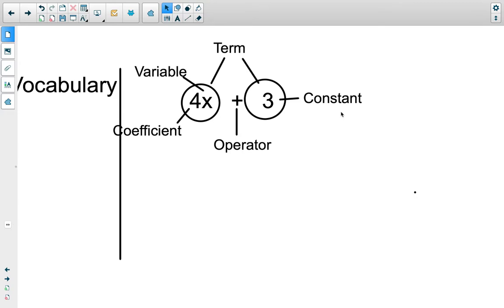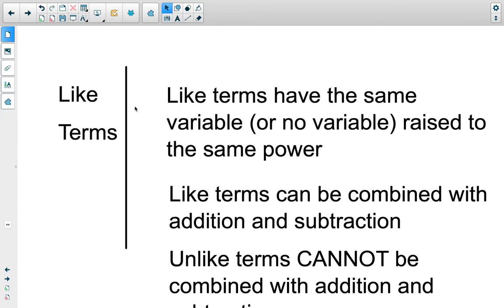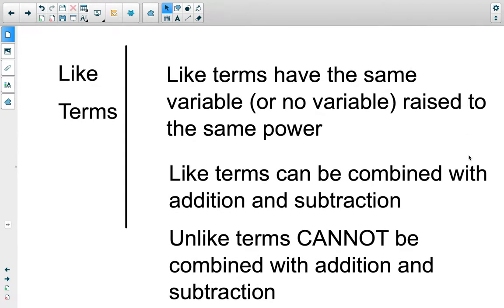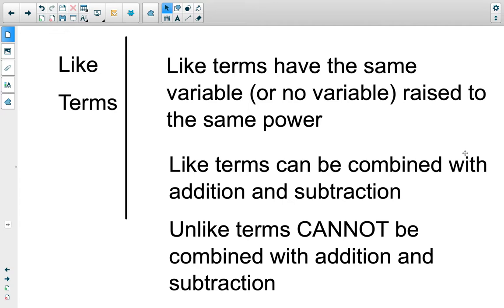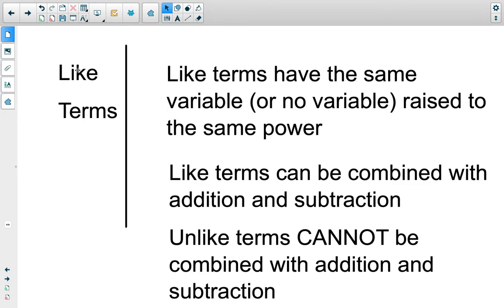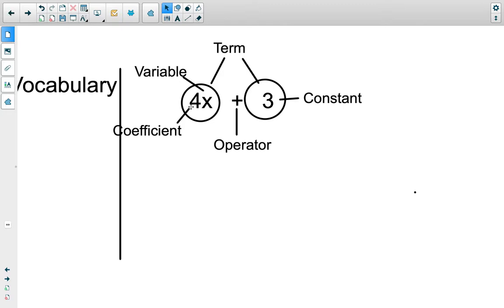So now that we know what a term is, we have the phrase like terms. Like terms are terms that have the same variable, or in some cases no variable, raised to the same power. Like terms can be combined with addition and subtraction. Unlike terms can't be combined with addition and subtraction. So if I went back to my previous example, these two are not like terms. Even though I have a plus between them, I can't combine them right now without knowing what x is. So these are unlike terms. This one has a variable, this one does not. In order to be like, they have to have the same variable.